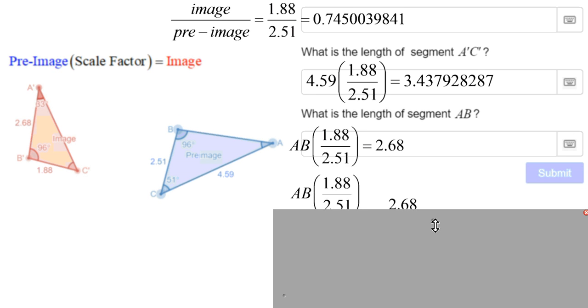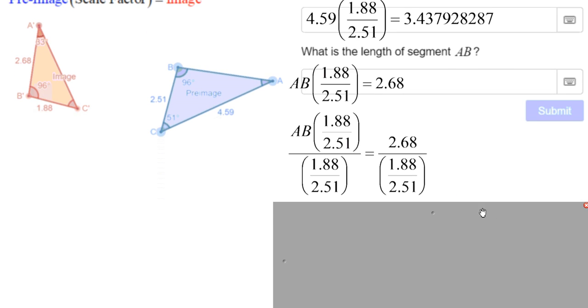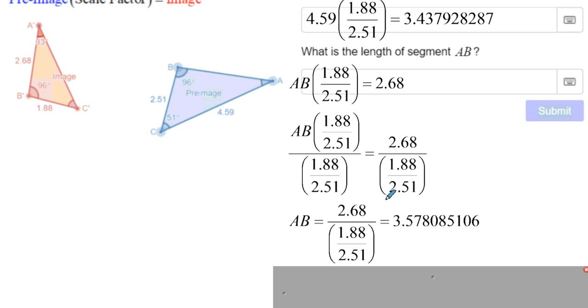So that's the 1.88 divided by the 2.51. This is our greatest common factor that divides out. So now we just have to calculate what this value is. So this is definitely one for a calculator. If you take 2.68 and you divide it by the value 1.88 over 2.51, this is the length for your segment AB. Just be careful when you're doing this in the calculator. Notice after your division sign, you have to put a left parenthesis, type in your scale factor ratio, and close it with a right parenthesis.